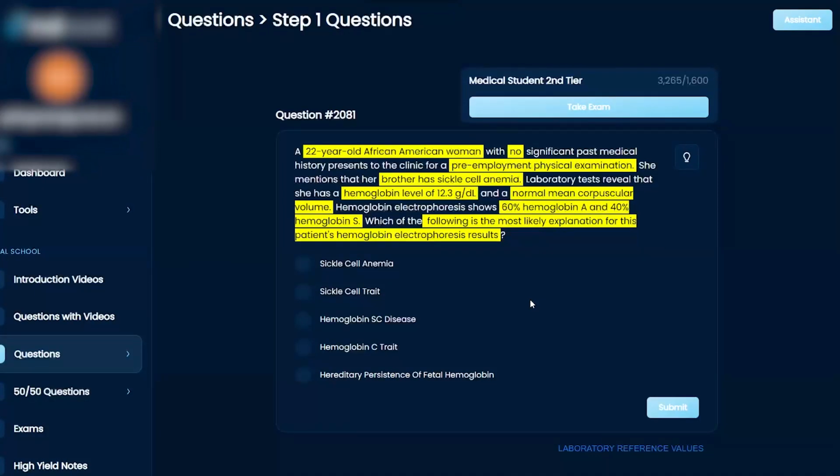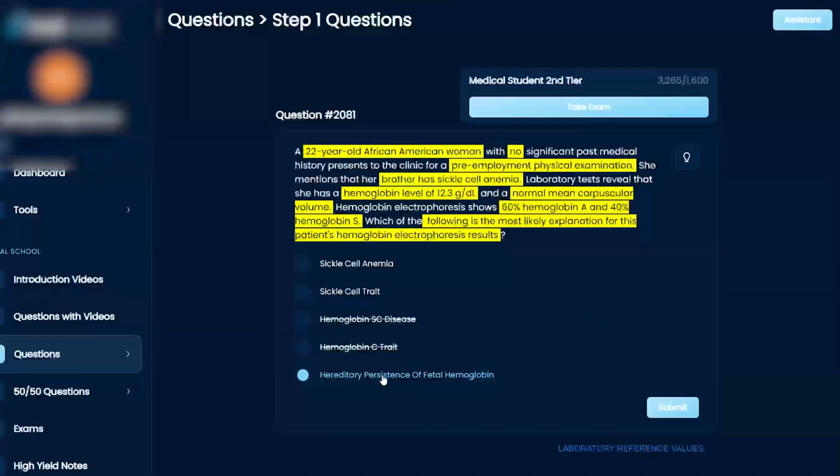I don't know. Okay, so let's work this together. A little bit tricky. Hemoglobin C trait, right? That's very specific, that's very severe, unlikely the answer choice here. Hemoglobin SC, I don't even know what that is, to be honest with you. For me, I would mark that out. Hereditary persistence of fetal hemoglobin, they don't mention that they have hemoglobin F, so also unlikely.